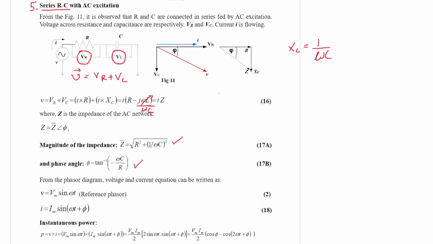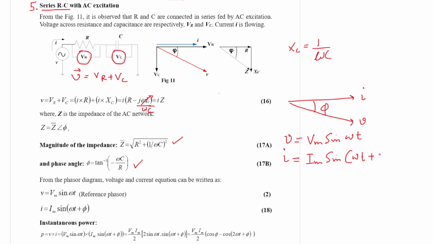Now from the phasor diagram, what we have observed is that it is actually the current phasor and it is actually the voltage phasor. This angle is phi. So the voltage phasor is taken as reference, omega t. So now in case of a series RC circuit, current is found to be leading. So due to this reason, it is written Im sin(omega t plus phi), because it is leading.